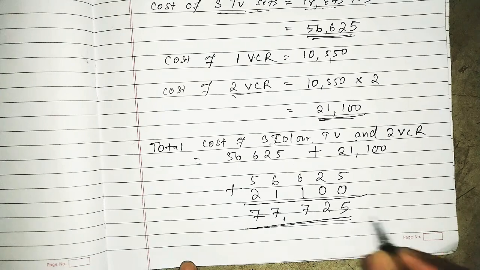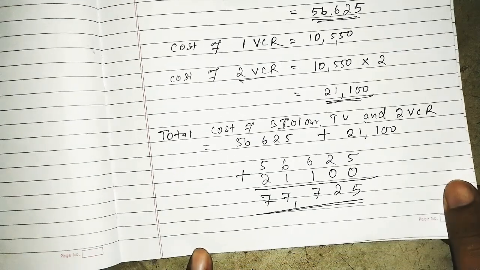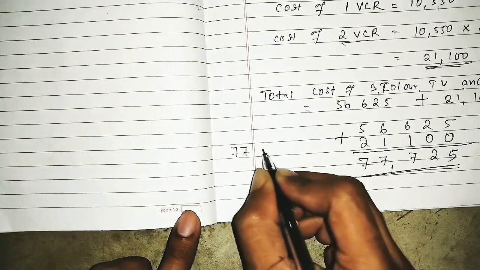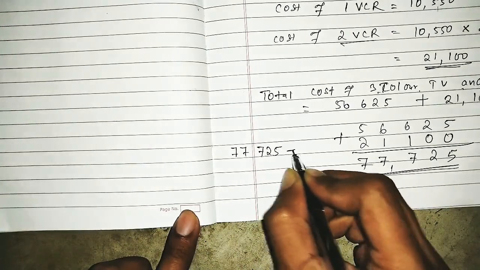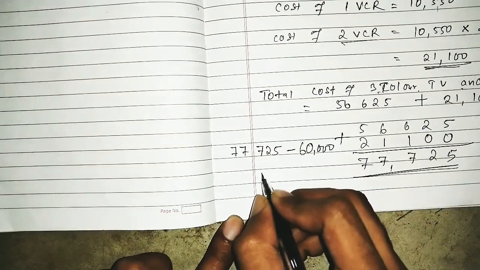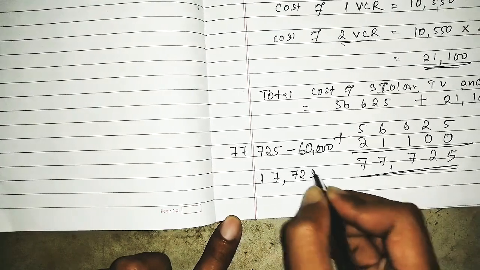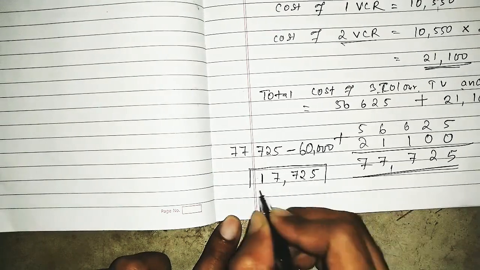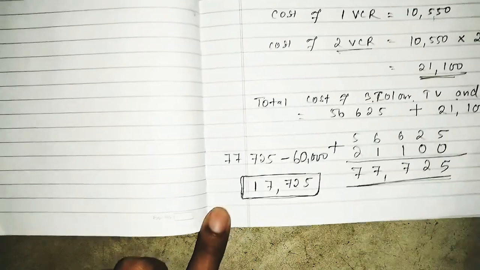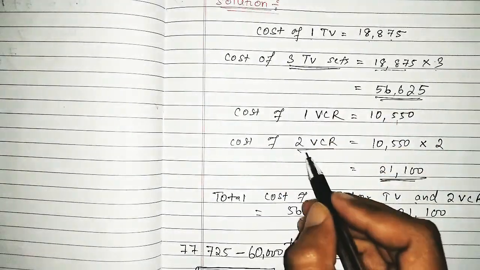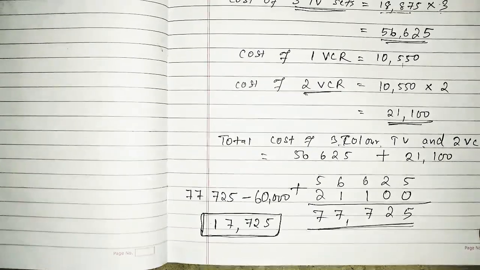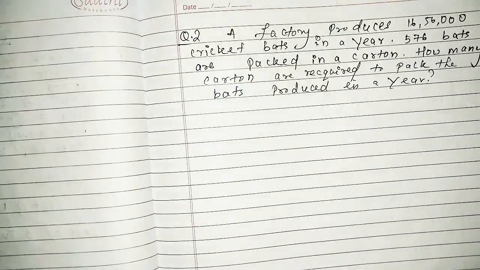That is 77,725. So how much more money does Mr. X need? That is 77,725 minus 60,000. He has 60,000. So how much more money? That is 17,725. He had to withdraw 17,725 more rupees to purchase 3 TV sets and 2 VCRs. Okay, understood? So let's move to the next problem.